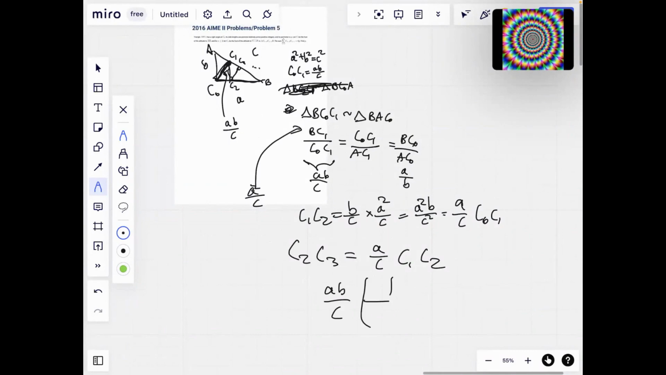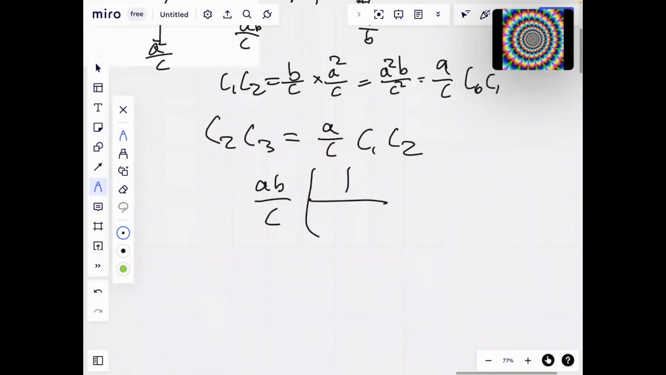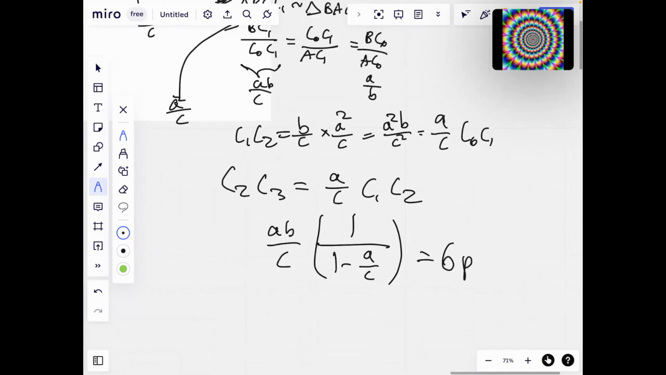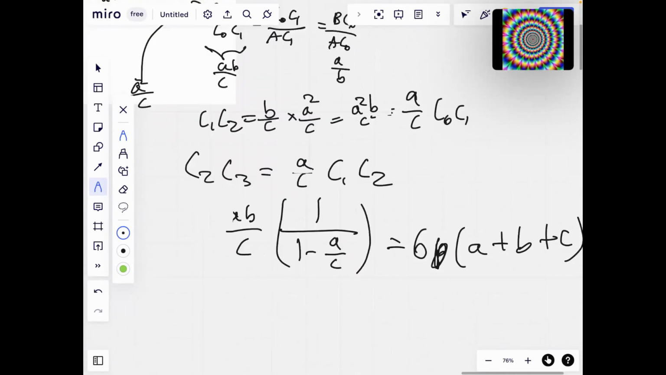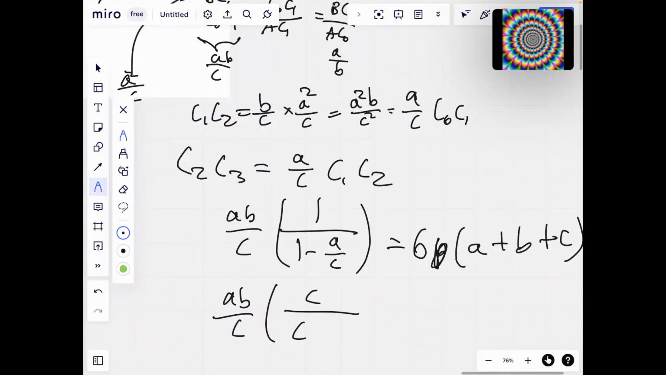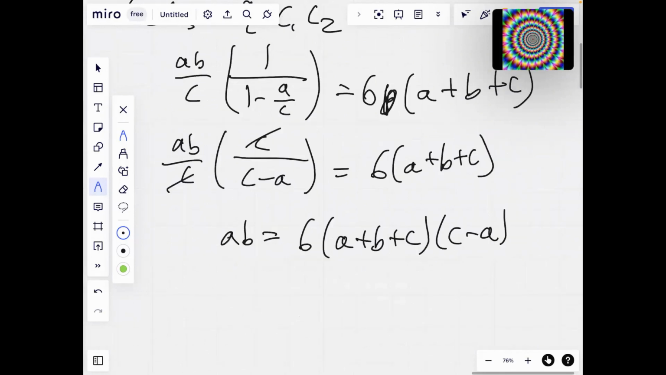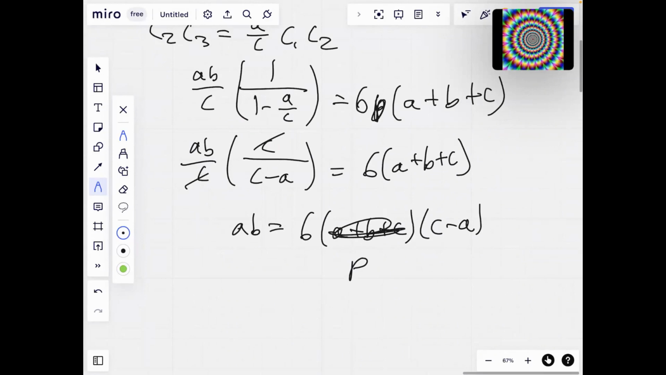So we know that the sum here, which is equal to 6P, is just A over C times 1 over 1 minus A over C. And this is equal to 6 times P, and we know that P is equal to A plus B plus C. So we simplify the left hand side, and we get that AB is equal to 6 times A plus B plus C times C minus A. And A plus B plus C is equal to 6P.